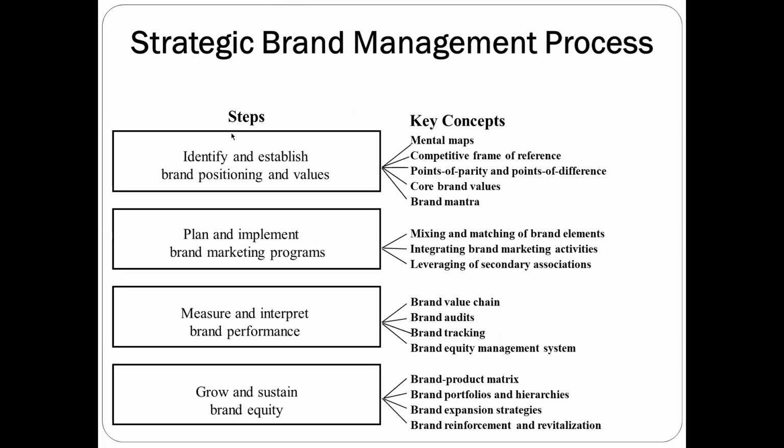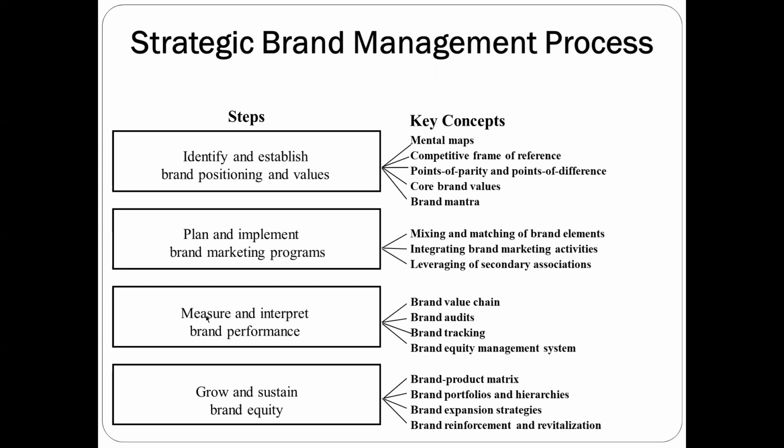Then strategic brand management process. What are the steps to manage the strategic brand management? The first step is identify and establish brand position and values. The key concepts are mental maps, comparative frame of reference, points of parity, and points of difference, core brand values, and brand mantra. Then comes plan and implement brand marketing programs, mixing and matching of brand elements, and integrating brand marketing activities, then leveraging of secondary association.